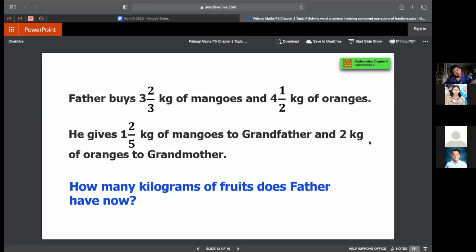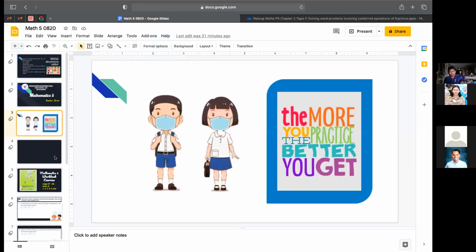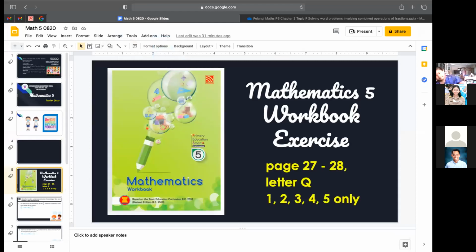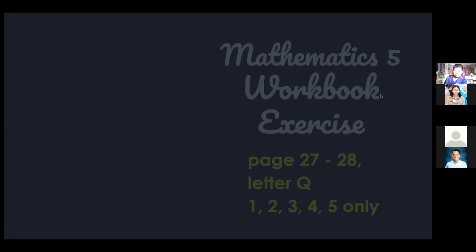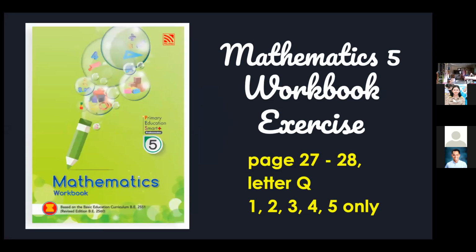If you tried answering, now I want you to get your workbook. Okay, Mathematics 5 workbook, exercise, page 27 and 28. Letter Q, number 1, 2, 3, 4, 5 only. Okay, go to this page first. I will wait for you 1 minute. Page 27, 28. Letter Q, 1, 2, 3, 4, 5. 5 numbers only. I will give you 5 minutes for each number. I will show the equation and then you continue answering.